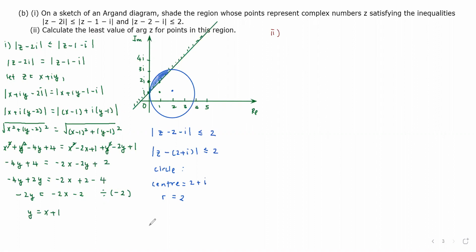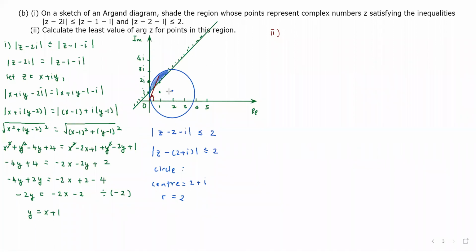For part 2, we need to calculate the least value of the argument of z. For any points in this region, the argument is the angle between the real axis and the line from the origin to any point in this region. Let's just consider any points here. From the origin to any point, we are looking at this angle, and we need to find the smallest angle.